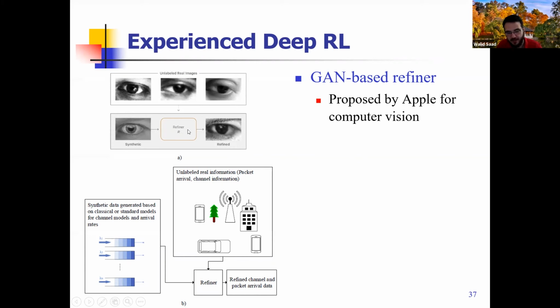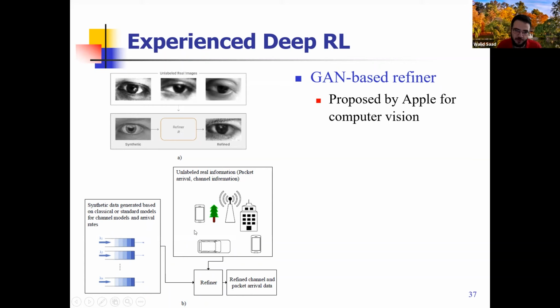So we applied this, in this case. The paper was focused only on this GAN, so they did computer vision. What we used it for is to train the DeepRL, to create experience for the DeepRL in a virtual environment offline, basically having unlabeled real information. For this particular paper, we found some data online on packet arrival and some channel data, and we have synthetic data using classical models, M/M/1 and all those models. And these are input to the refiner.